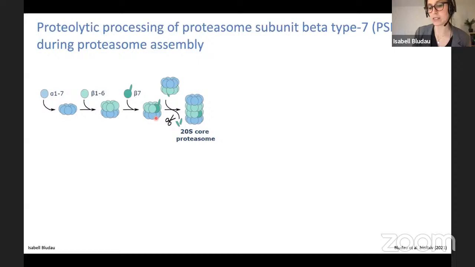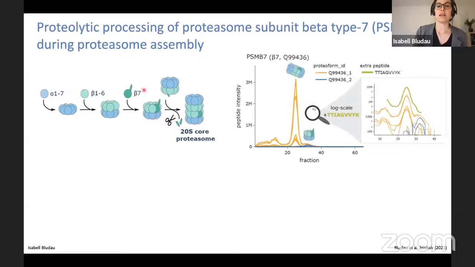Once the subunit is integrated, it actually needs to be proteolytically cleaved for the full 20S core proteasome to assemble. And when we look at the beta 7 protein and all of its peptides in our data, you see that all of the peptides follow the same pattern, apart from two peptides that Kopf segregated as a separate proteoform group. These two peptides only contribute to this low molecular weight signal, which you can see magnified in log scale over here. As I showed already in previous slides, this high molecular weight signal corresponds to the full 26S proteasome. This is the 20S core proteasome, and this is actually an assembly intermediate over here.